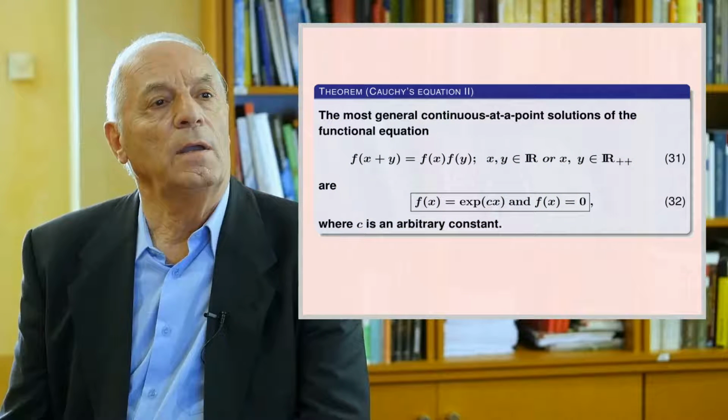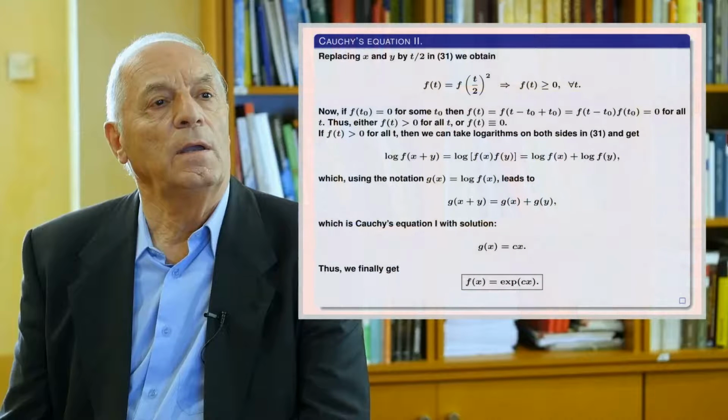This theorem provides the general solution for the Cauchy's equation 2. The proof can be seen in this slide, where we first show that f must be non-negative, and later, using a logarithmic transformation, reduce this equation to the previous one to get the indicated solution inside a box.